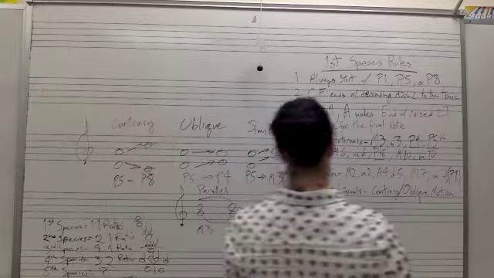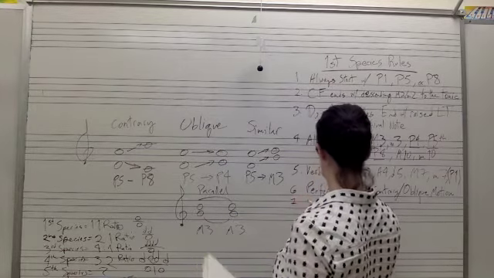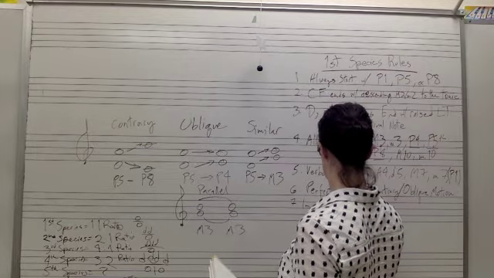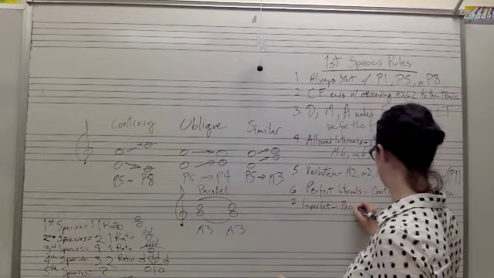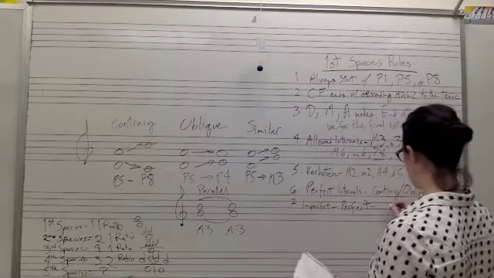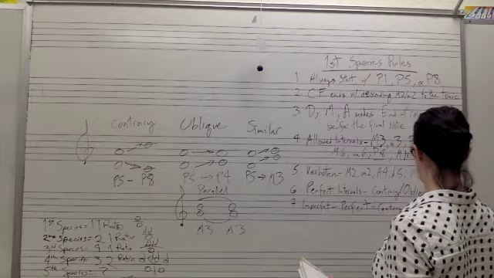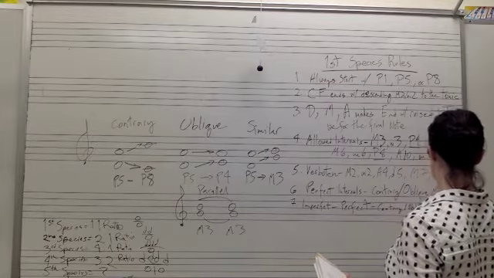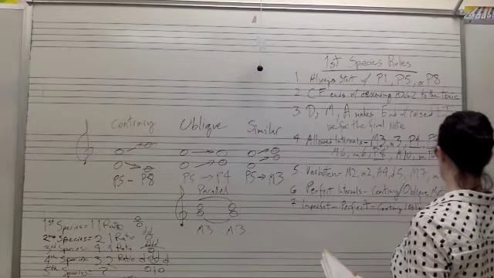We can add this. So imperfect to perfect, you can do contrary, oblique, similar, basically any of the options, or parallel.